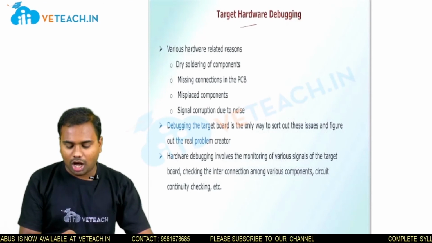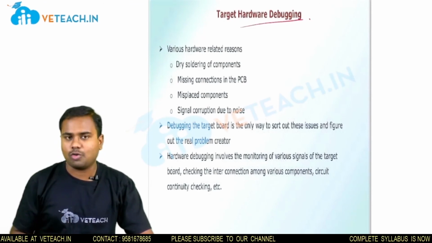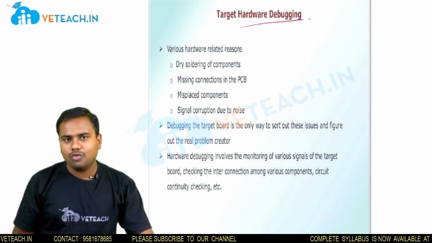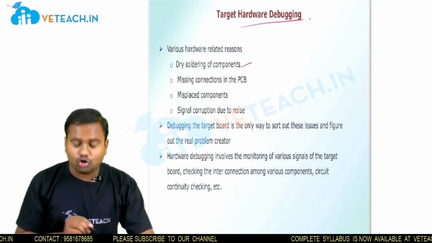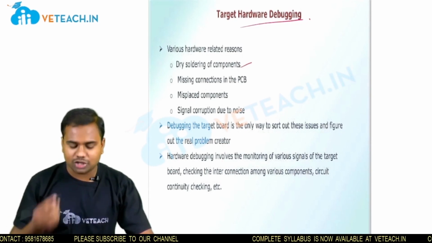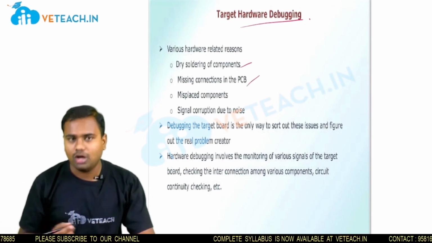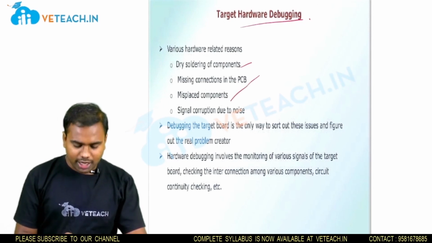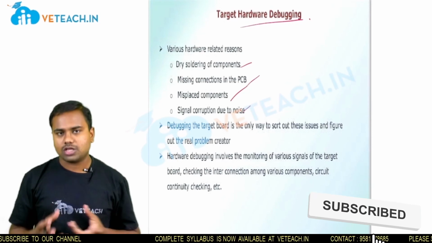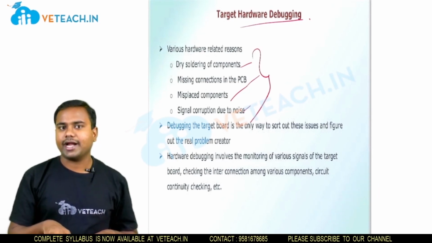And the next one is target hardware debugging. Till now we discussed the software path. Now we are going to discuss target hardware debugging. In target hardware debugging, we get problems with soldering, such as dry soldering. Next, missing connections on the PCB is one type of hardware problem. Then misplaced components, and signal corruption due to noise. These are the major bugs we get in the hardware.